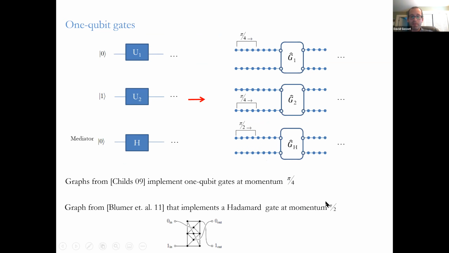At momentum pi/2, there is a Hadamard gate, which we found in this Bloomer et al. paper, which cataloged many gates that can be implemented using small graphs. So this is the graph that implements Hadamard at pi/2.